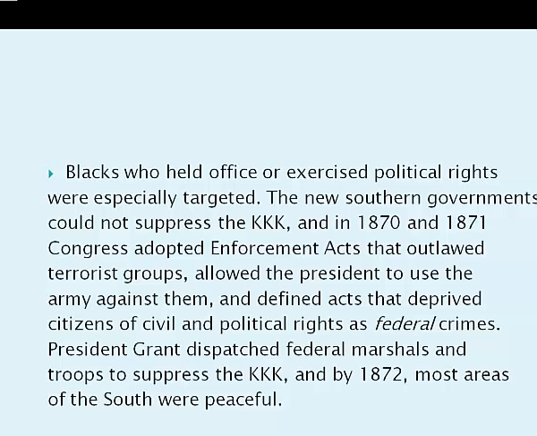The Southern governments could not suppress the KKK. And in 1870 and 1871, Congress adopted something called the Enforcement Act that outlawed terrorist groups and allowed the president to use the army against them, and defined the acts that deprived citizens of civil and political rights as federal crimes. President Grant dispatched the federal marshals and troops to suppress the KKK, and by 1872, most areas of the South were peaceful. Not really. That's a misconception. The groups were gone, but individual acts of terrorism were still done.